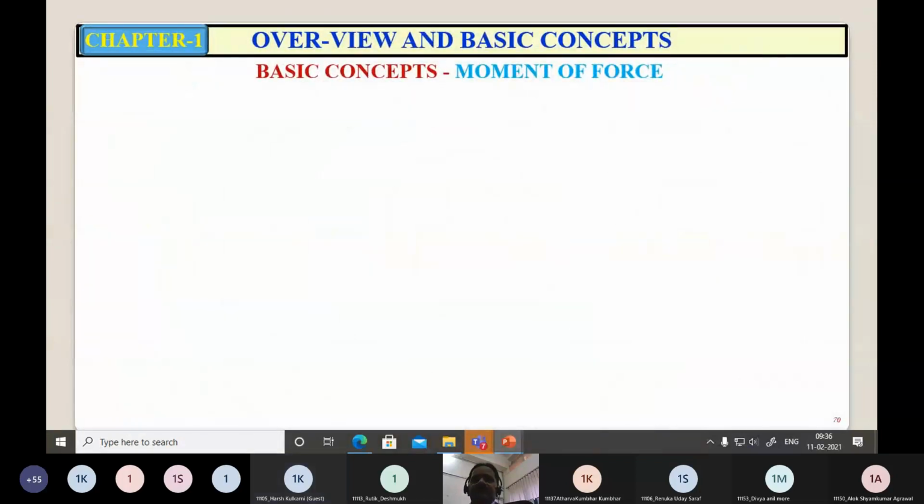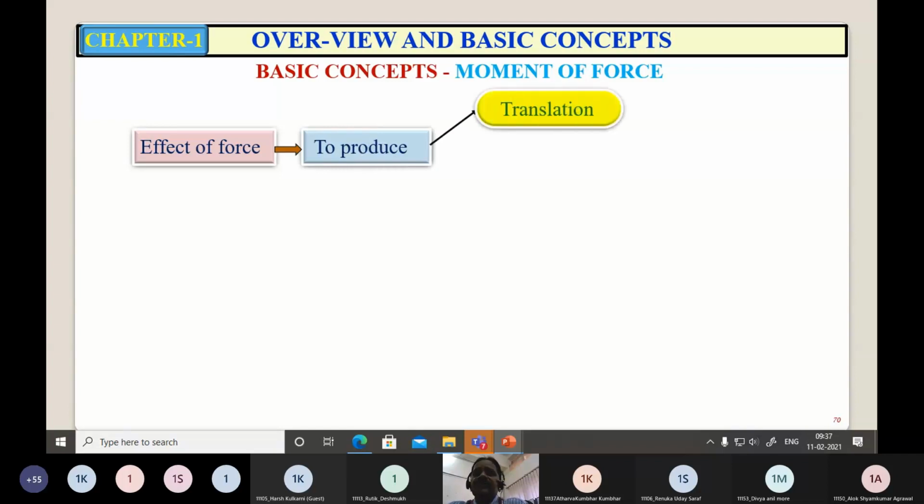The moment of force. The effect of force on the body is twofold. That means when a force is applied on the body, it may undergo two types of motion. One is it may tend to move from one place to the other, meaning translation. At the same time, the body tends to rotate about some arbitrary point. That means it may have rotation also. So the effect of force on the body is to produce either translation or rotation or both.